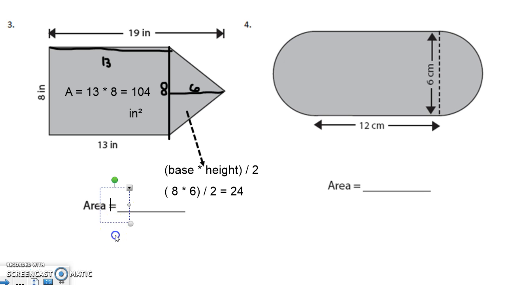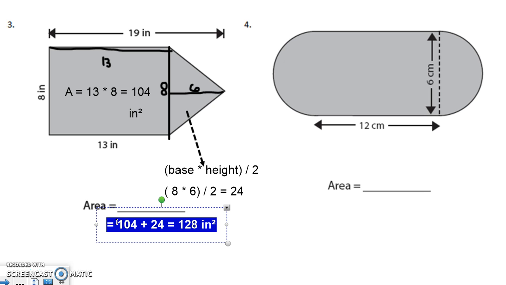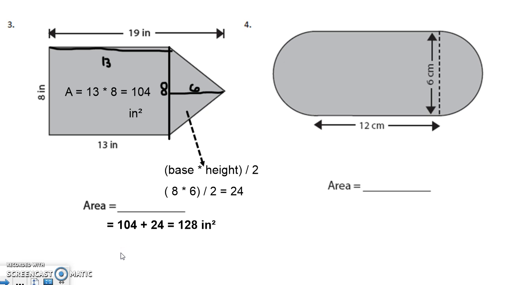So to get my total composite area, I'm going to do it down here, I would do 104 from the rectangle plus 24 from the triangle, and I get that my total area is 128 inches squared.